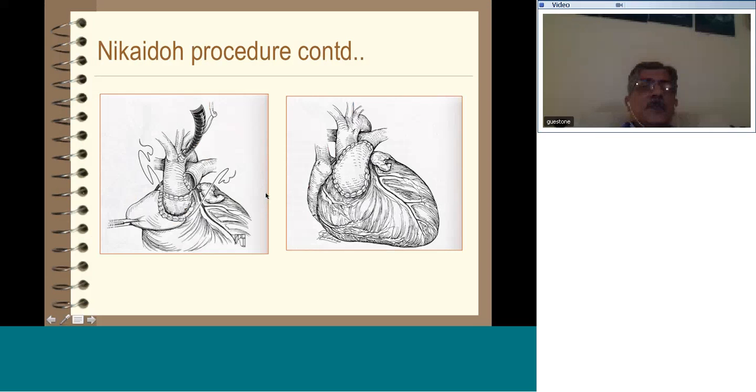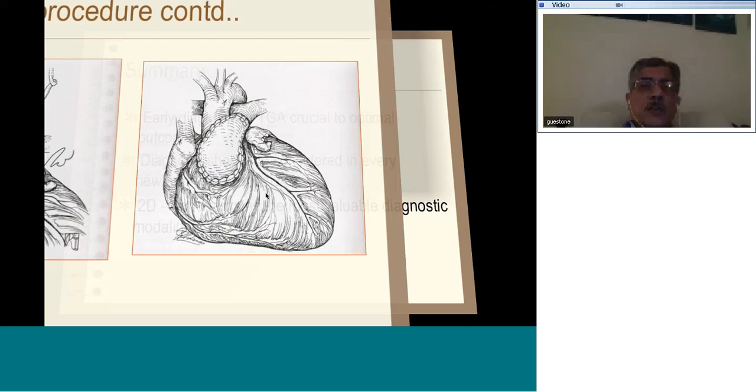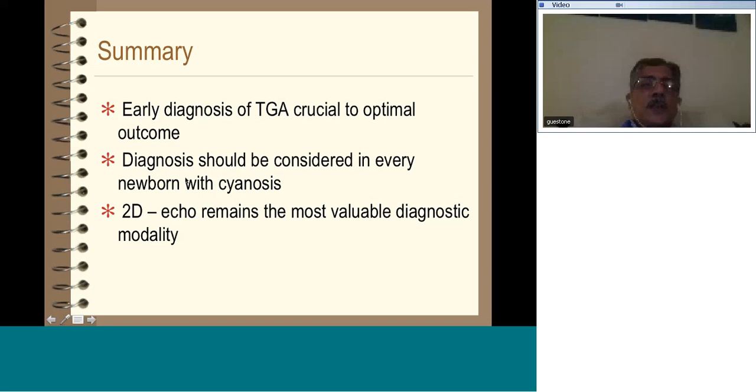So to summarize, therefore, management of TGA mandates that you have an early diagnosis, so that's crucial to optimal outcome and proper surgery. Diagnosis should be considered in every newborn who presents with cyanosis, and you should establish the diagnosis rapidly with the use of a 2D echo, which remains the most valuable and crucial diagnostic method.